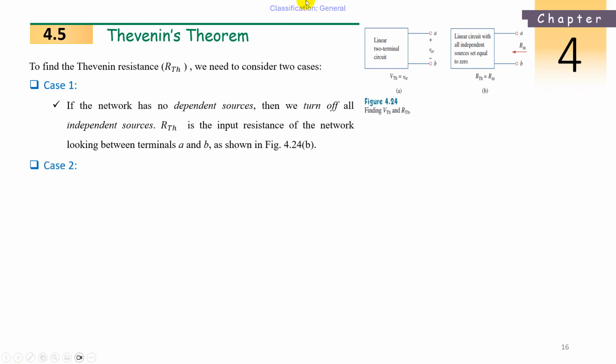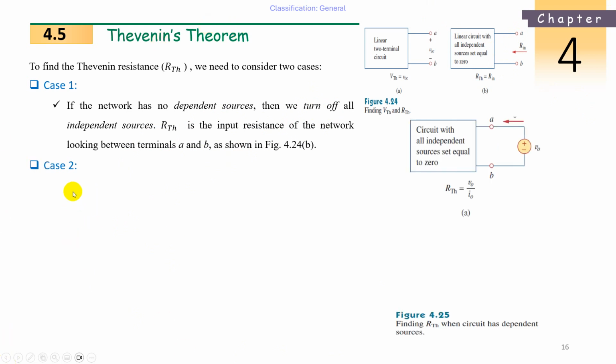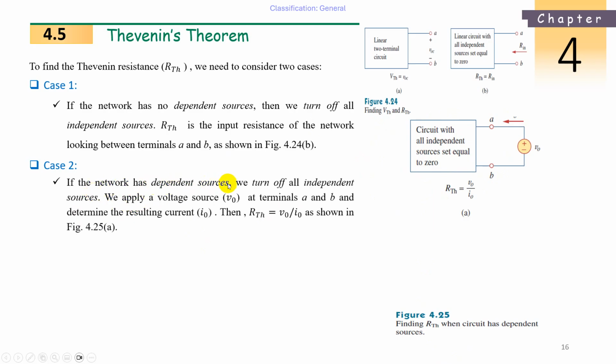Case 2. What happens in case 2, check. Case 2, to find R Thevenin, because sometimes there will be dependent sources also. At that time it is a big problem. So what do we have to do? We have to apply a small voltage. If the network has dependent sources, we turn off all independent sources, just switch off all the independent sources like in case 1. Now we apply a voltage source V0 at terminals A and B. Some small voltage, 1 volt, 2 volt, whatever you decide.